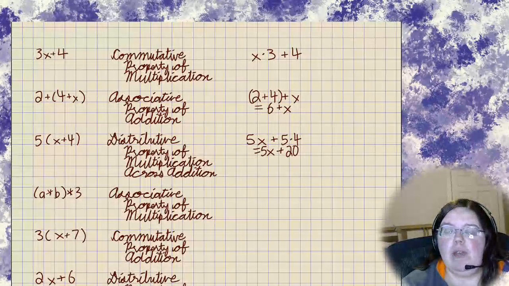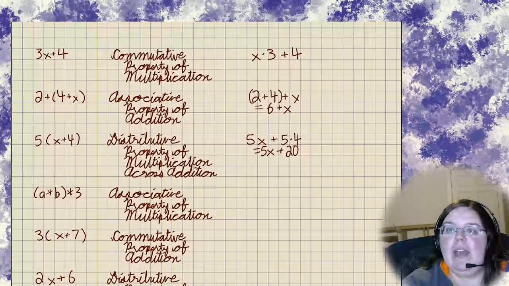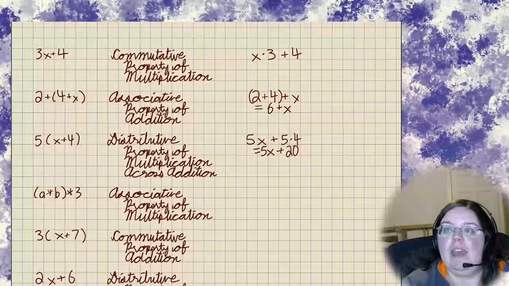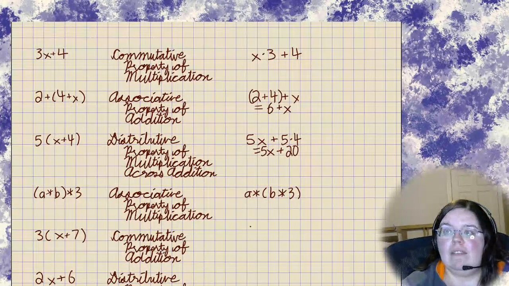The associative property of multiplication for our next one is very similar to the associative property of addition. I see that I'll have a times b as the group that's broken up, and I'll be making the group b times 3. So then I'll have a times b times 3 as my answer.